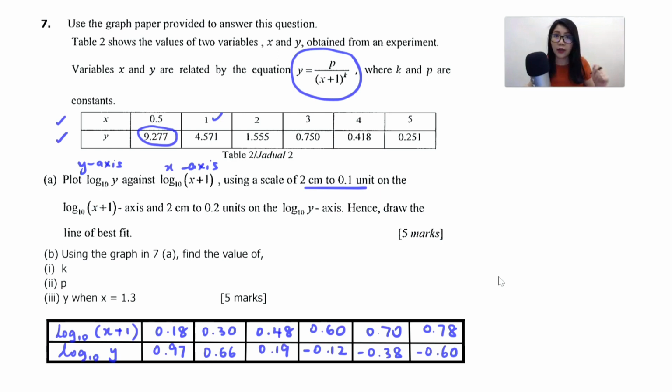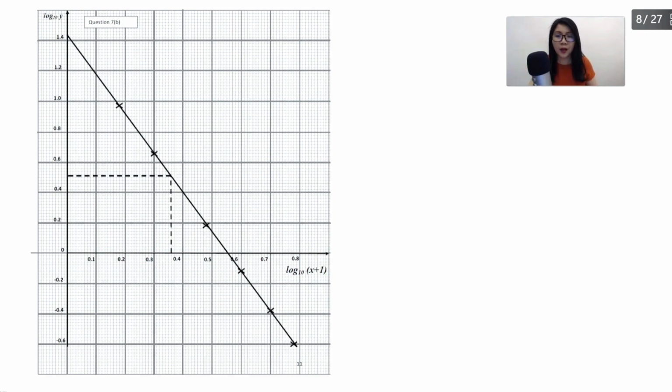After that, we draw the line of best fit. We plot it first, and then we draw the line of best fit. Let's say this is the graph paper that is given to you. Firstly, you have to draw the x-axis and the y-axis according to the scale given. The x-axis is log x plus 1 and the y-axis is log y. The first point is according to the table that we have drawn just now: 0.18, 0.97. So the first point is here.